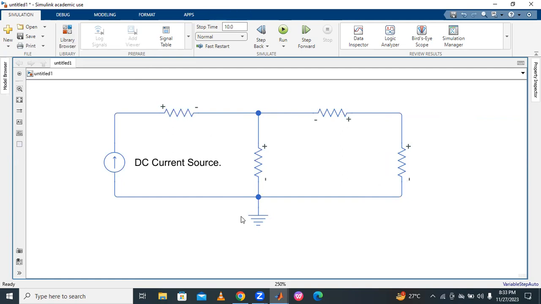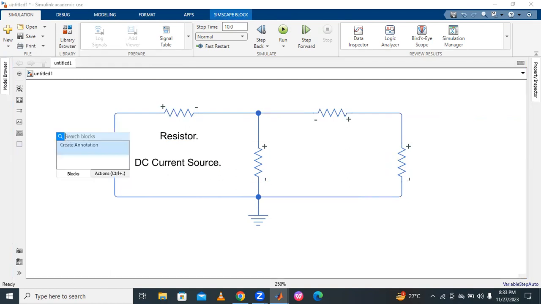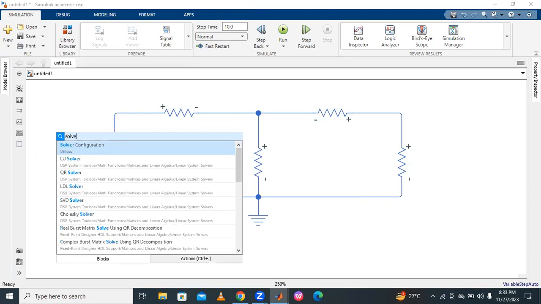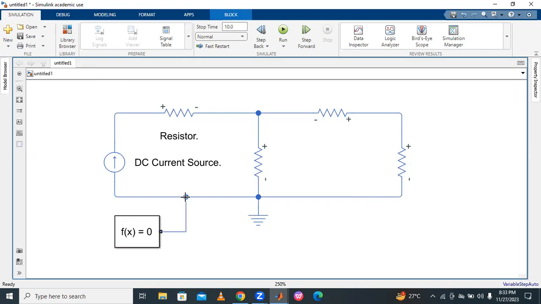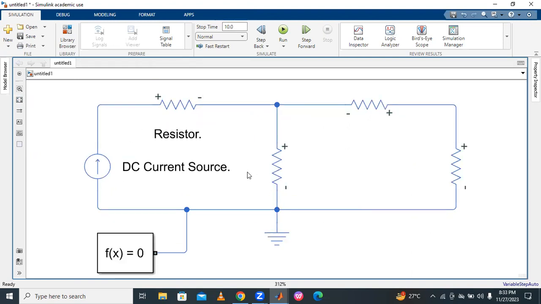Connection is over. Then next, to solve this, one solver configuration is required to simulate the Simscape circuit. And next, to measure the voltage, the current, and the power, a voltage sensor, a current sensor, and a power sensor are required in Simscape.